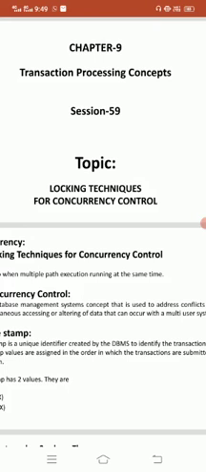Topic: locking techniques for concurrency control. Session 59, which comes under chapter 9, transaction processing concepts. What is meant by locking controls? Locking techniques for concurrency control.